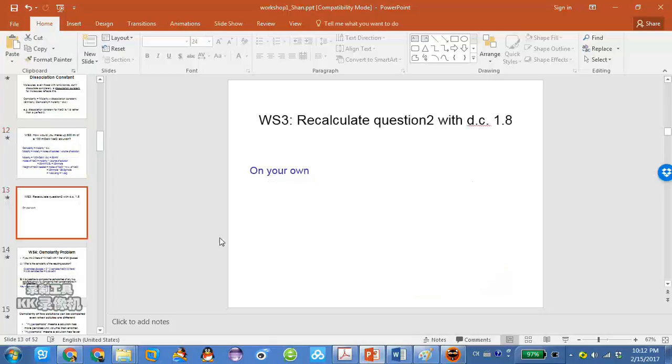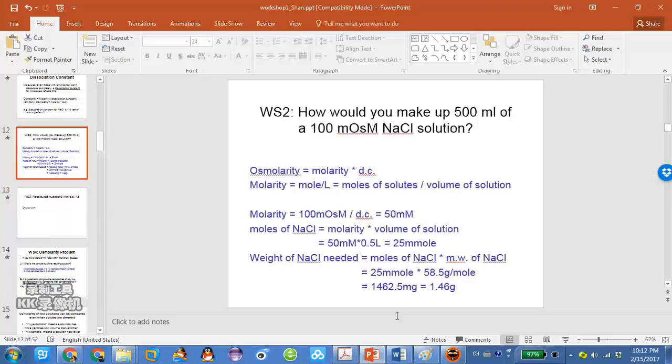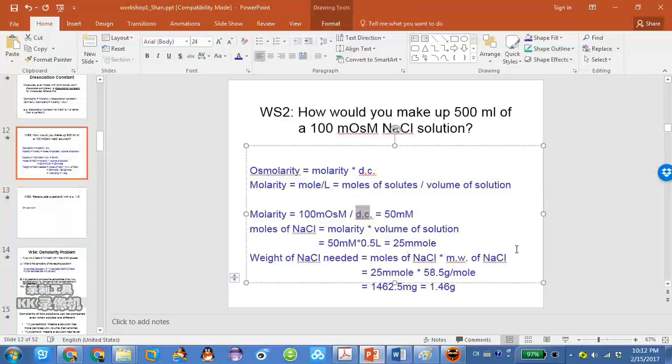Question number 3: if you understand that the dissociation constant of NaCl is close to 2, slightly lower than a perfect 2, and instead of using a dissociation constant of 2, you use a dissociation constant of 1.8, how would you do the calculation? The calculation process will still be the same. You just substitute the dissociation constant with 1.8. So I'll leave that to you on your own.